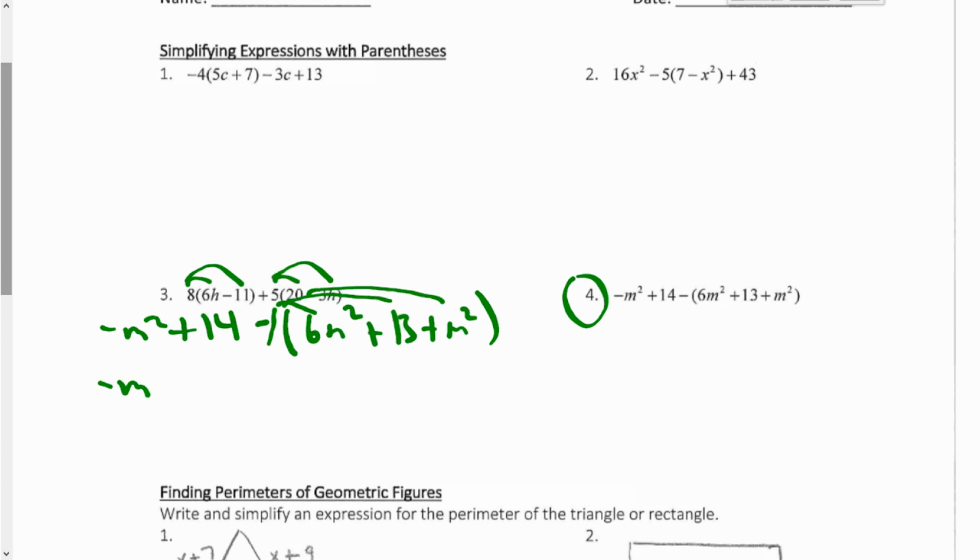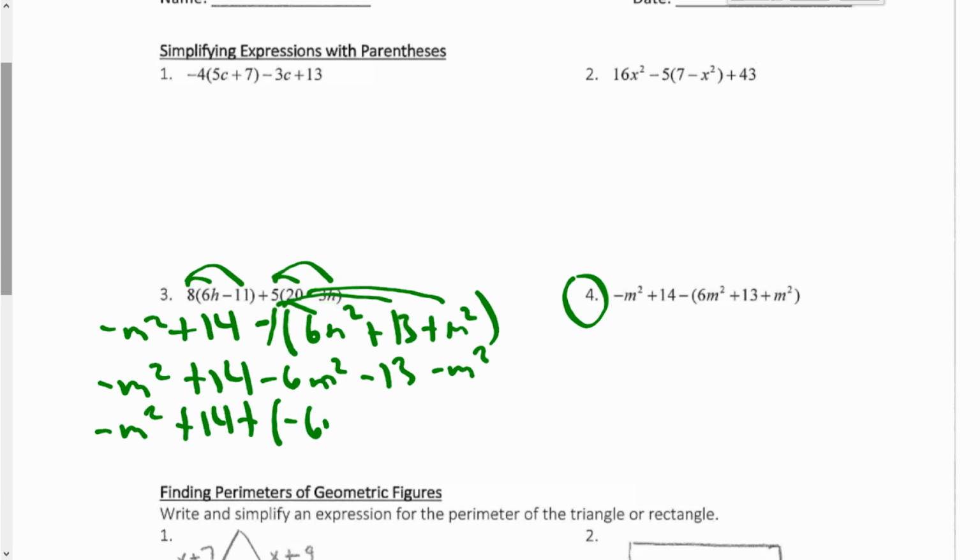So I have negative m squared plus 14. And then when I multiply something by a negative 1, all I'm doing is changing its sign. So 6m squared would become negative 6m squared, 13 would become negative 13, and m squared would become negative m squared. So I want to rewrite this as all addition. So I have negative m squared plus 14 plus negative 6m squared plus negative 13 and plus negative m squared.